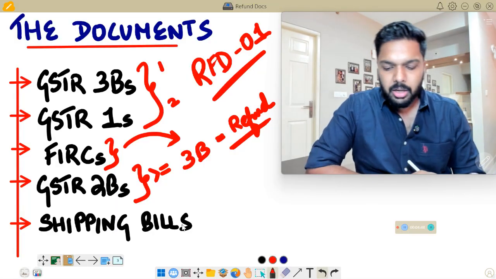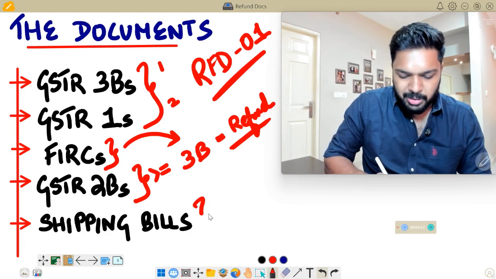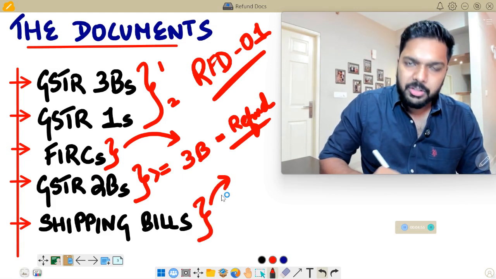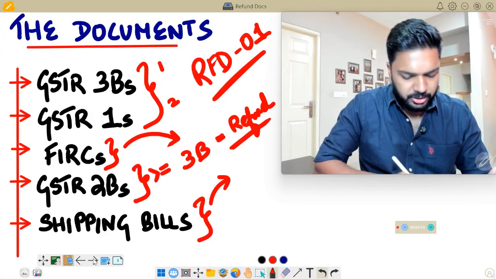Well, if you are a goods exporter, then definitely the customs department will issue something called a shipping bill, which will have the value of the goods, value of the invoices. That is the proof that the goods are going out or have gone out.